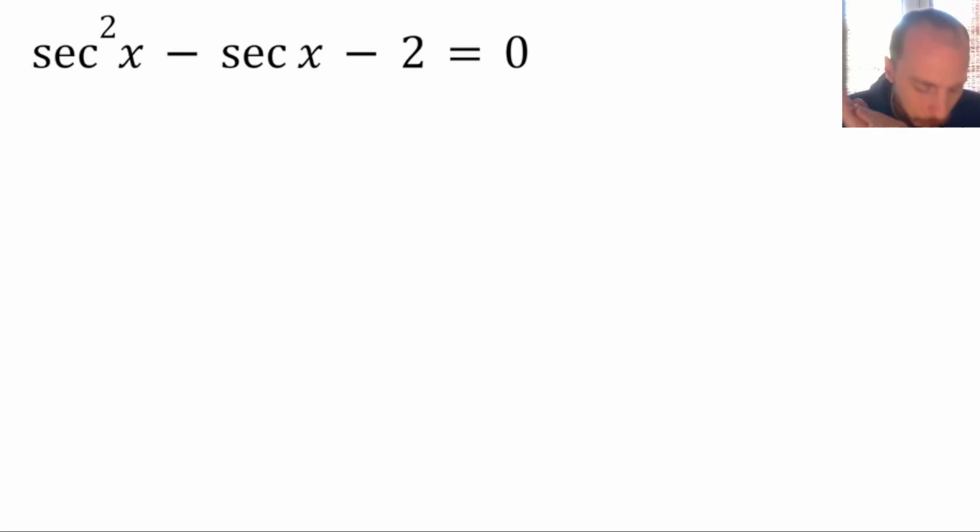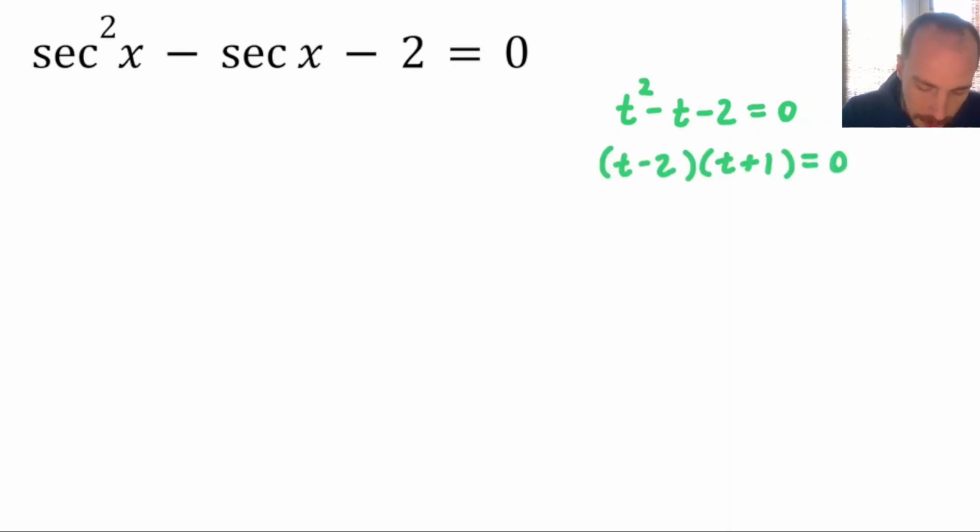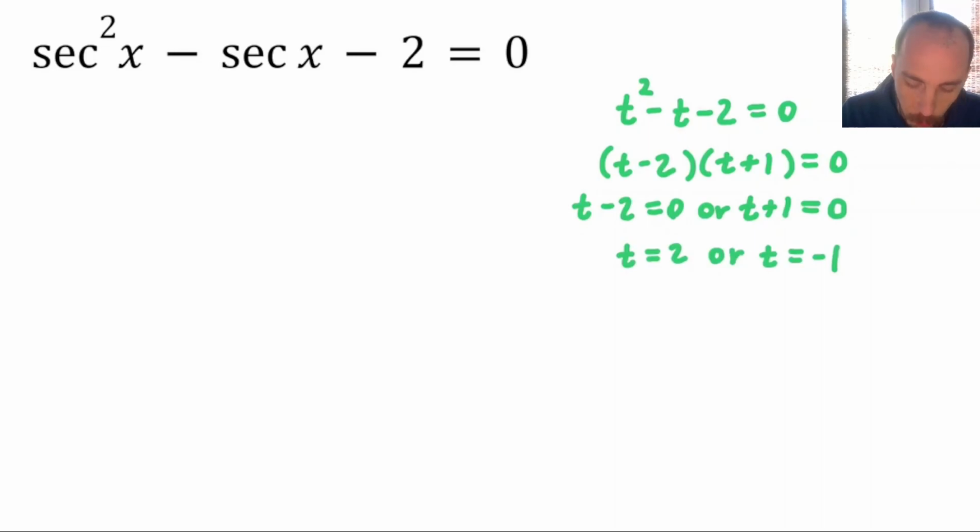The next one I got for you is secant squared x minus secant x minus 2 equals 0. So again, I'm going to go off to the side and factor this as if it wasn't trig. So I might say, all right, t squared minus t minus 2 equals 0. And this is the type of thing I'm definitely good at factoring. This is going to be t minus 2 times t plus 1. And if I wanted to know where these things multiply together to equal 0, that would either be t equaling 2 or t equaling negative 1.